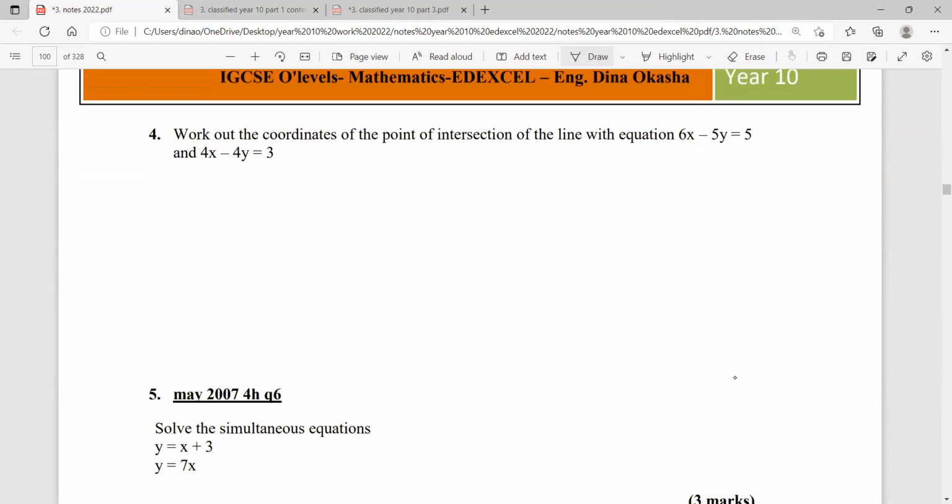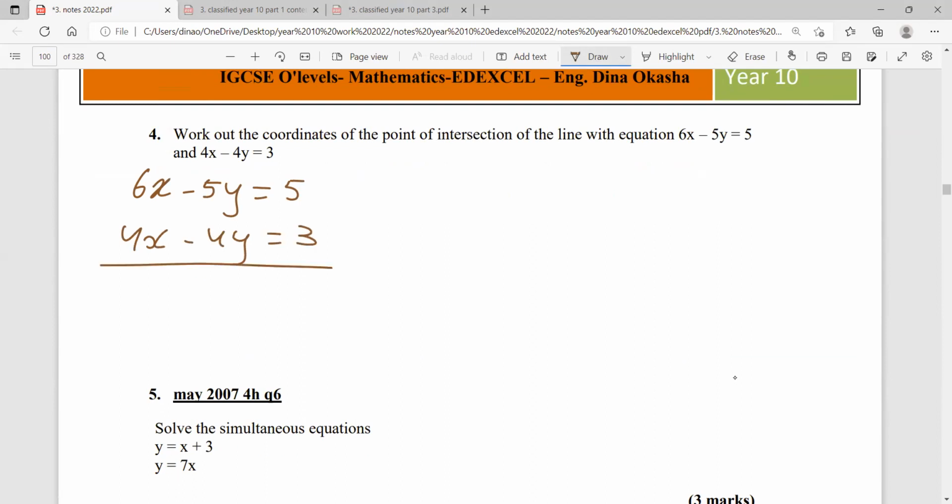Example 4 is the same idea. I'll redo it quickly, and we'll write it here so you have the complete answers. 6x minus 5y equals 5. And then we have 4x minus 4y equals 3. Now, as we said, it is totally up to you which letter to work on, and I'm going to work on the y's.